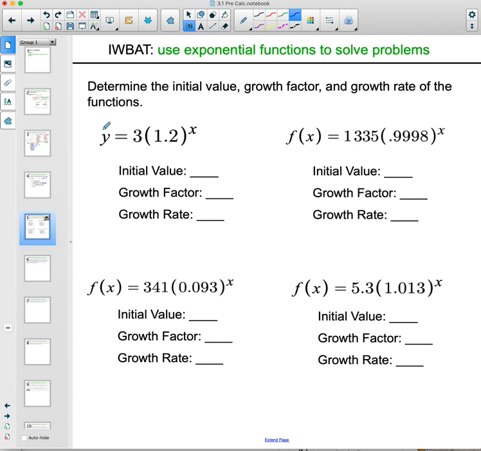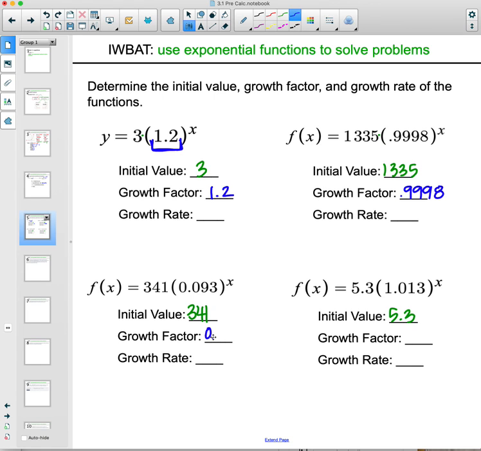So let's take a look at some and just analyze these a little bit for their initial value. Remember, initial value is just going to be what's multiplied by the base that has that exponent with it. So initial value here is 3. Here is 1,335, 341, 5.3. Then we've got the growth factor, which is the simplified version, or that whole base. So this whole base right here. The growth factor is 1.2. Growth factor here is 0.9998.